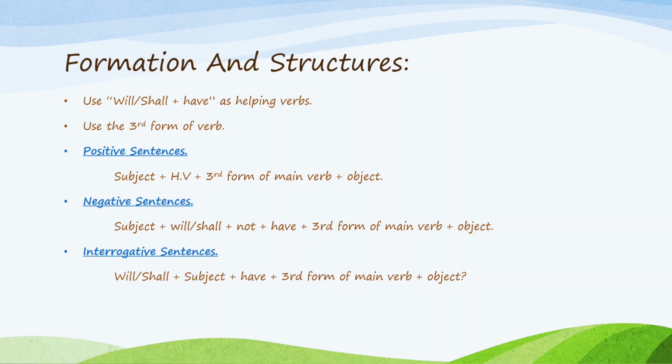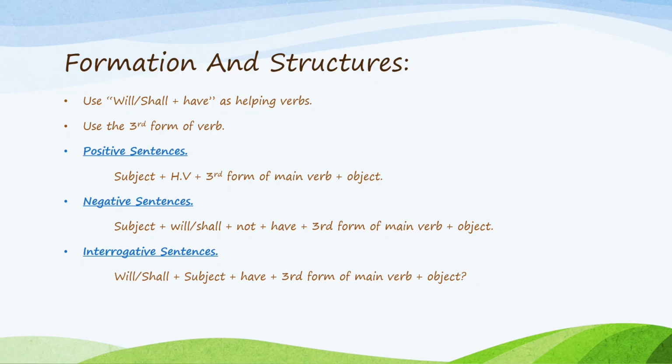Then we have the negative sentences, in which we have the subject, then we have the helping verb will. Now here's the difference between the positive and the negative sentences. The not used in negative sentences will come in between will and have, or shall and have. So it will become will not have or shall not have. You cannot say will have not, or shall have not. That will be wrong, so you have to follow this structure. Then you have the similar third form of the main verb and the object. In the interrogative sentences, it's the same thing.